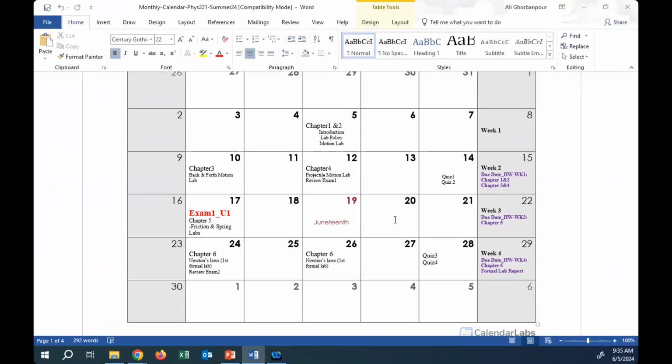And also, for each day, you know what we are supposed to do. Today we will have introduction. I will explain about the lab policy and we will try to run our first lab, which is the motion lab. If we couldn't complete the first lab, we will do it next Monday. We start with the motion lab and then we complete the back and forth motion. But we will try to complete the first motion lab today.